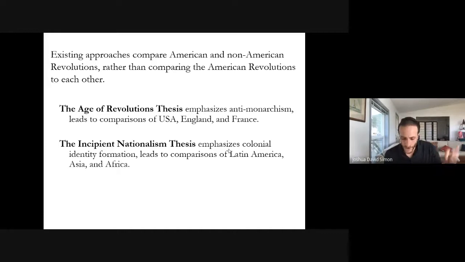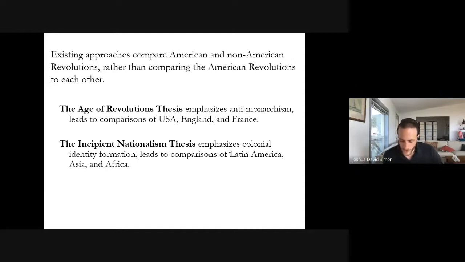So the analogies drawn by the Age of Revolutions thesis elide an important distinction between anti-monarchism and anti-imperialism. This makes it very difficult to account for patriotic Americans' loyalty to their monarch, which persisted even in the late stages of their disenchantment with empire, or their continued attraction to quasi-monarchical institutions, like the presidency, as I'm going to speak about in a moment, after independence had been won.